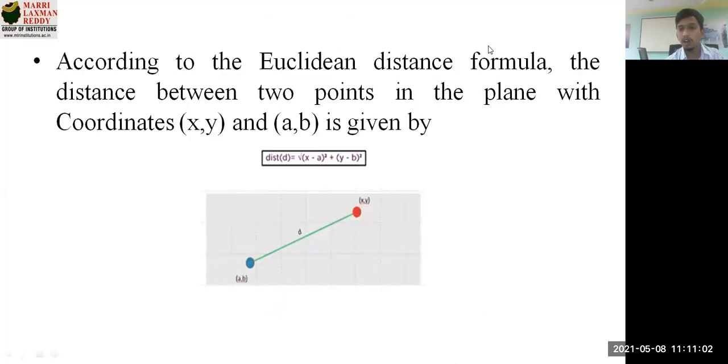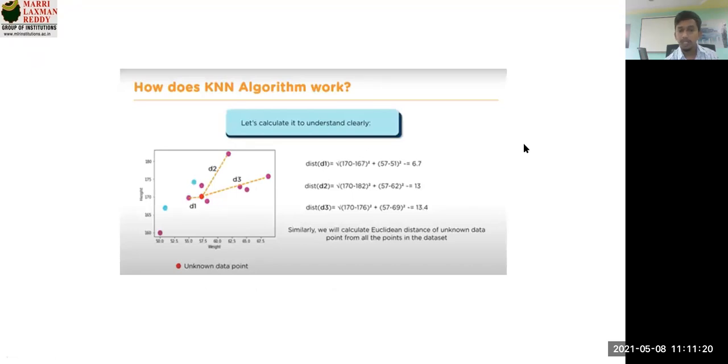You need to calculate the Euclidean distance using this formula: square root of (x2 minus x1) whole square plus (y2 minus y1) whole square. That is the formula. If I take the coordinates as x, y and a, b, this is the formula to calculate your Euclidean distance. Okay, so now this is how the KNN algorithm works.